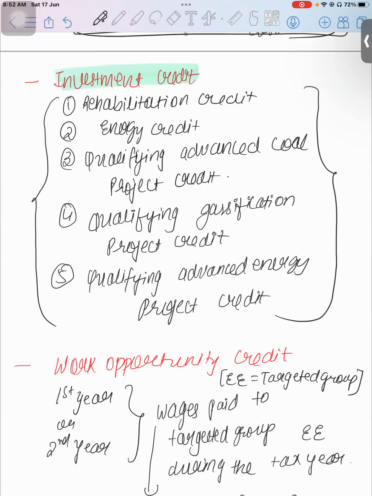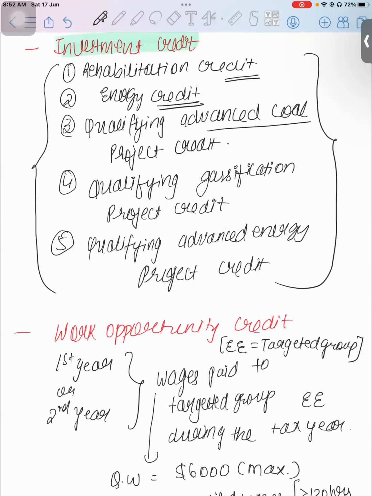So in the exam, there will be one question where they'll provide you a list of investment credits and ask which of the following is not an investment credit. So you'll have to remember rehabilitation credit, energy credit, qualifying advanced coal project. These are the projects' names. You don't have to understand the logic why this project is there.